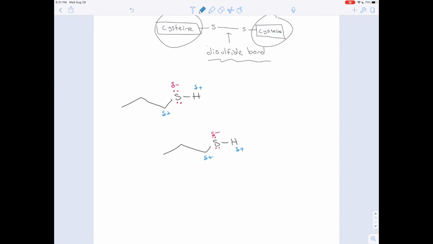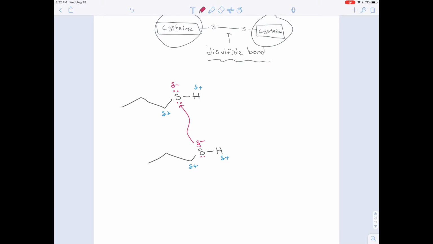Now, ideally, we know we want to form this disulfide bond, a bond between the two sulfurs, and so we would love if somehow this one sulfur could just attack the other. But we have a bunch of obstacles to that. First of all, they're both negative charges. We can actually overcome that. We'll talk about how we can overcome that. But let's just assume for a second that this slightly negative thing could attack that other slightly negative thing.